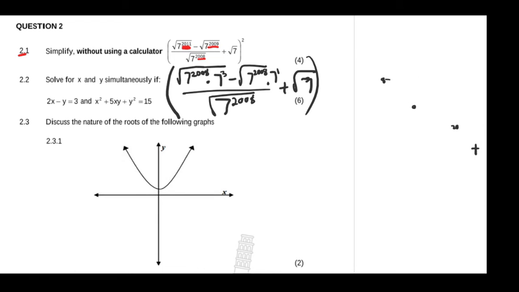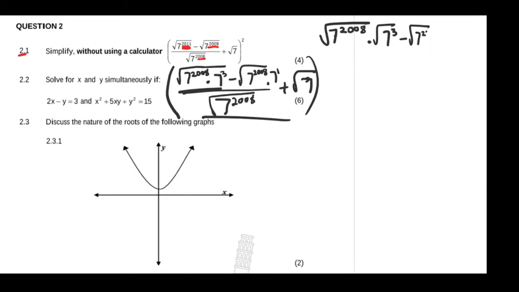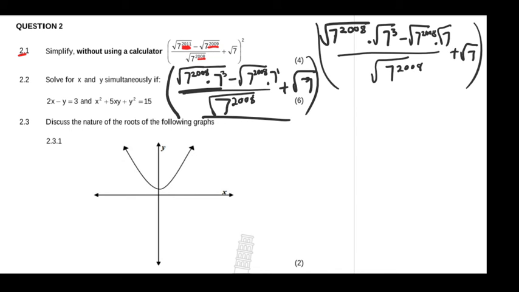Please don't scratch your problem. I'm literally trying to find space. So what you're going to do is this. So now that you are at this stage, you're going to multiply the square roots. So for example, this part here, I'm going to say the root of 7^2008 multiplied by the root of 7 to the power of 3. This is still the same thing, right? Minus the root of 7^2008 multiplied by the root of 7 divide by the root of 7^2008, right? Remember, it's plus the root of 7 all to the power of 2. So don't forget the 2.